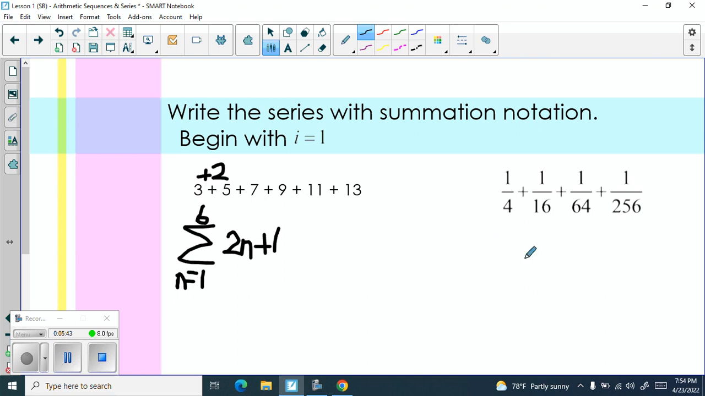All right, for our next one, we've got 1/4, 1/16, 1/64, 1 over 256. The denominators here are powers of 4. So 4 to the first, 4 squared, 4 cubed, 4 to the fourth. So what we have here is 1 over 4 to the nth power as our function part, and we're going to start when n equals 1 and go to the 4th term there.